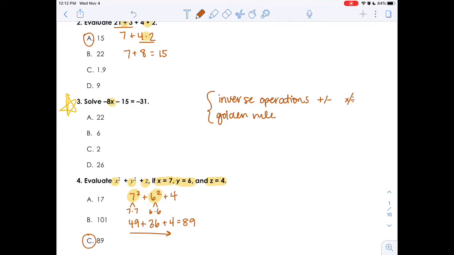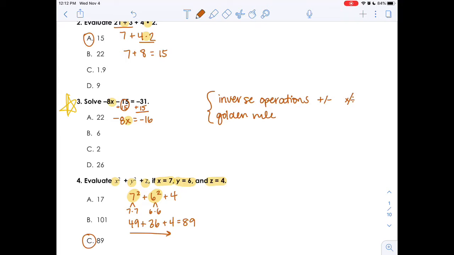and we're going to show that work. So in order to get x by itself, the first thing I'm going to do is add 15 to both sides. That's going to get rid of it here. Negative 15 plus 15 cancels, giving me 0. So I'm left with negative 8x equals, and then negative 31 plus 15 is a negative 16.